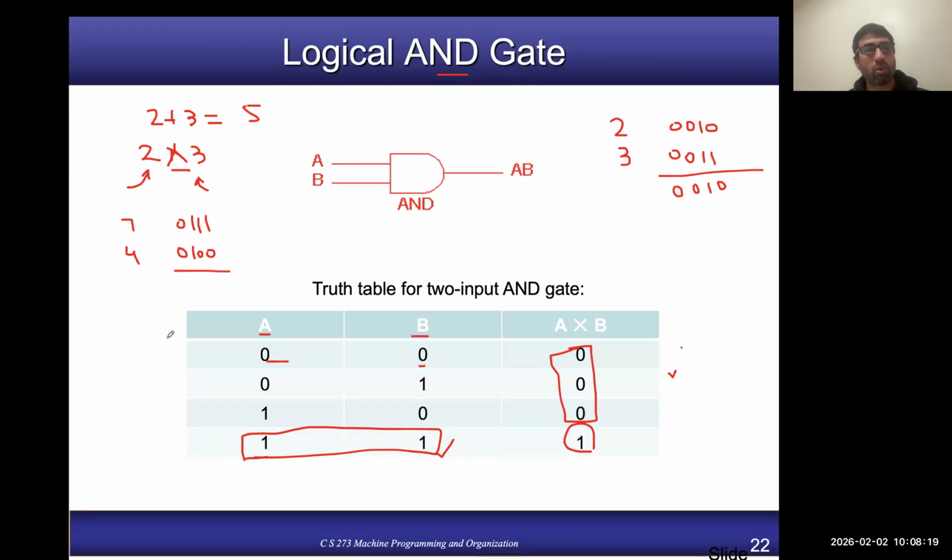And for that, if you don't remember, you can check the table. So AND between 1 and 0 is 0. 1 and 0, 0. AND between 1 and 1 is 1. And AND between 0 and 0 is 0. So if I convert this bit pattern to decimal, it will be 4. So AND between 7 and 4 is 4. Okay.